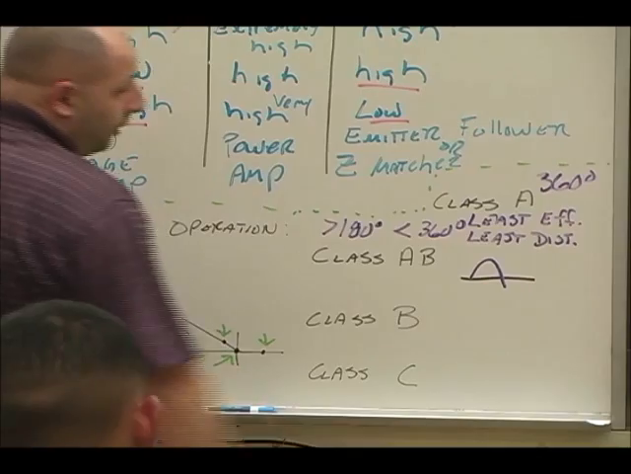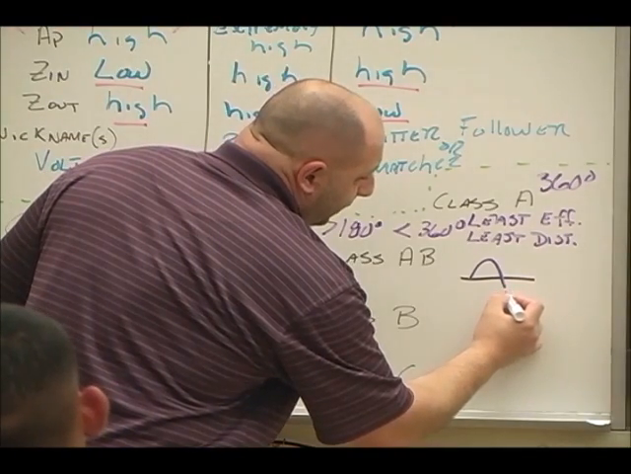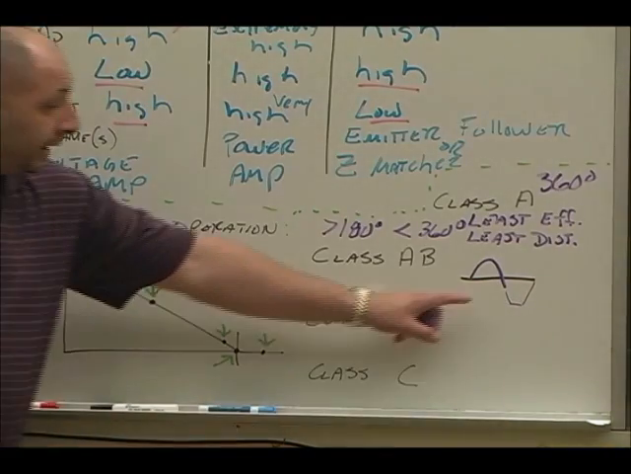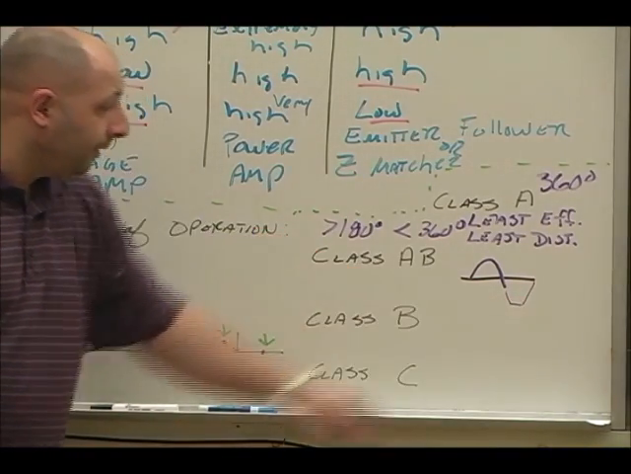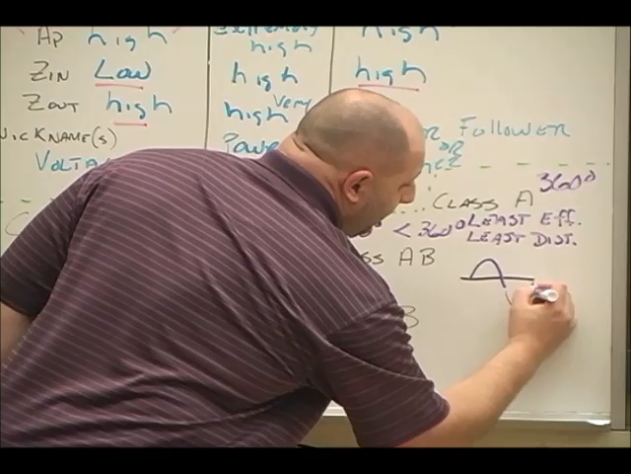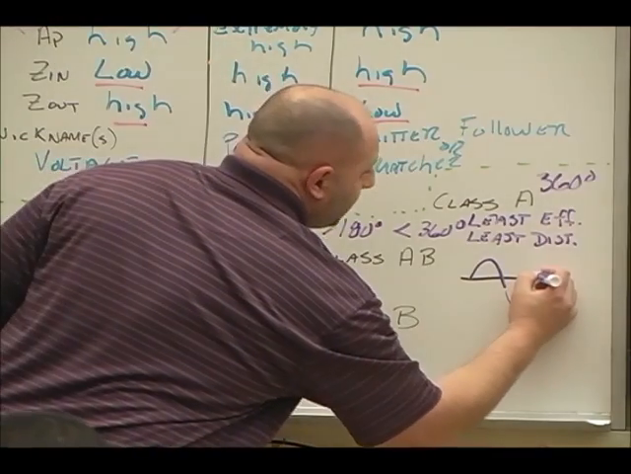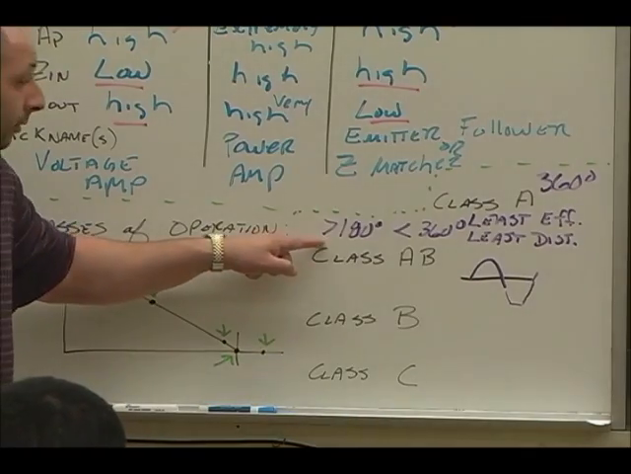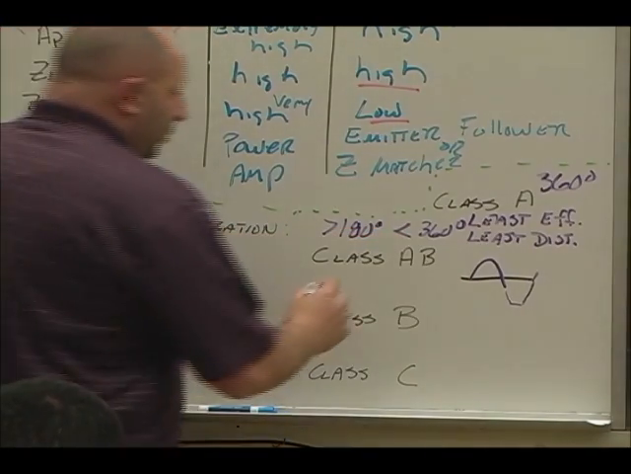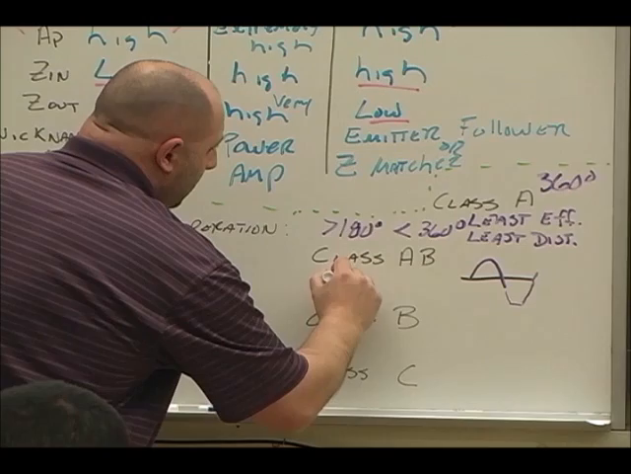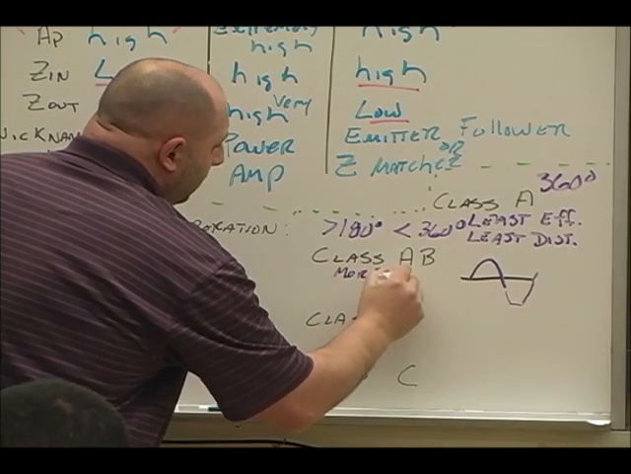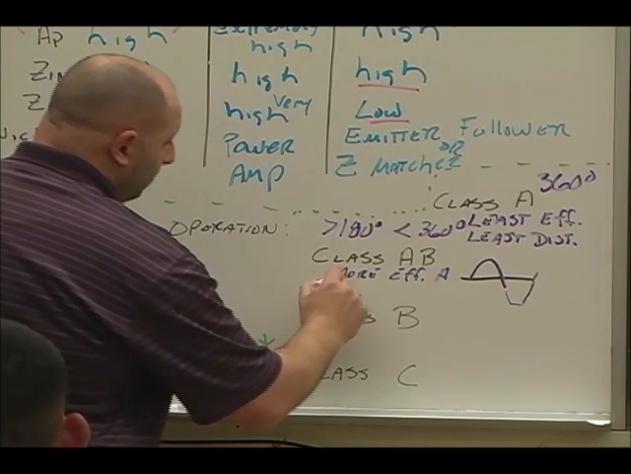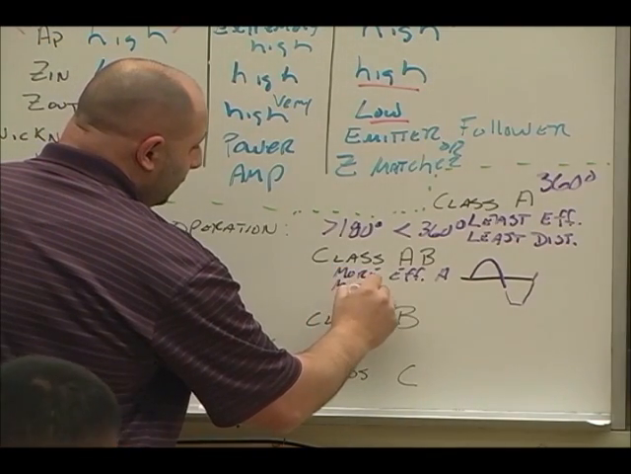So it's going to cross it a little bit, and then it's going to cut off. Basically, this part of it is clipped, and it'll come back in for the next half cycle as it starts to go in that direction. Positive. Greater than 180, less than 360. So we can say it's more efficient than A. What else? Yeah, it's also more distorted.